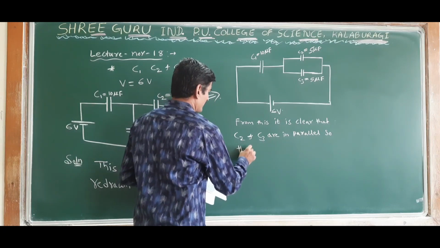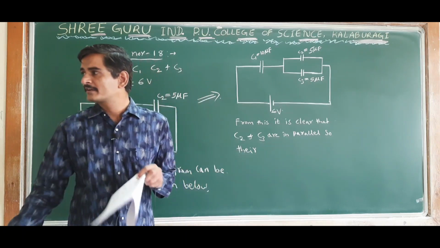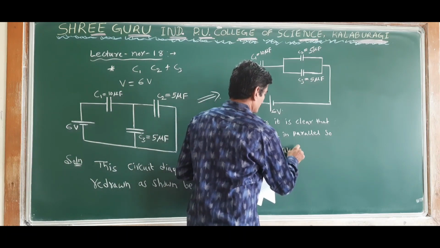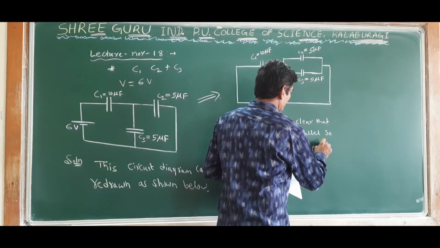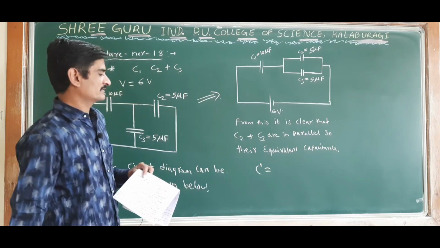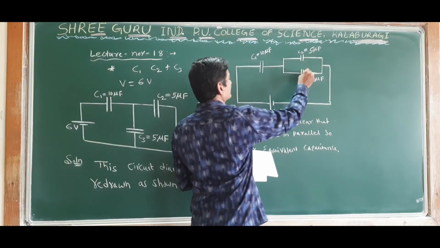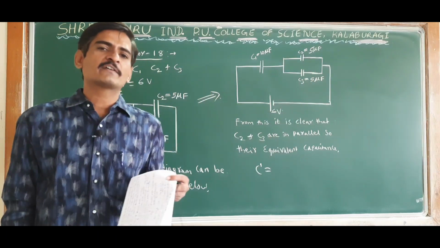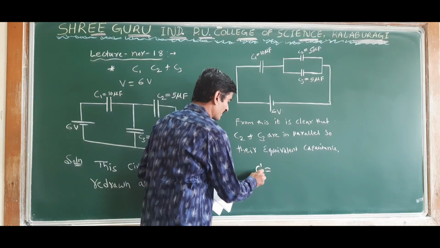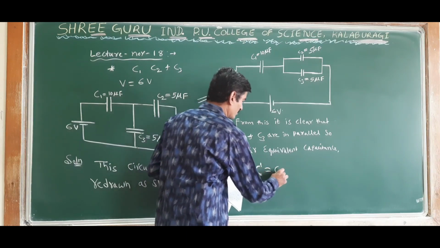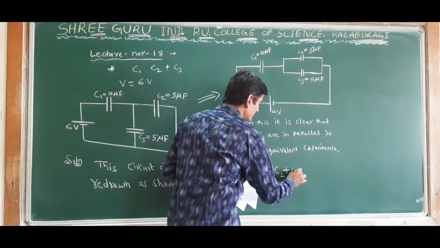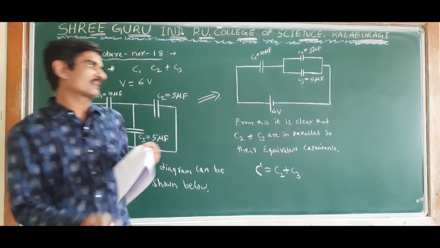So their equivalent capacitance, I'll take it as C dash. C dash is the equivalent capacitance of C2 and C3. C2 and C3, how are they? They are in parallel. So when two capacitors are in parallel, the effective capacitance is equal to C1 plus C2, like that you will write. But here it is C2 and C3, so C2 plus C3. Understood how to write the formula here?